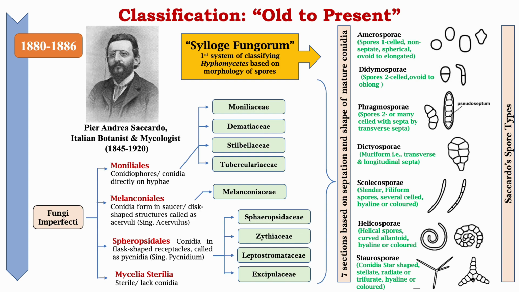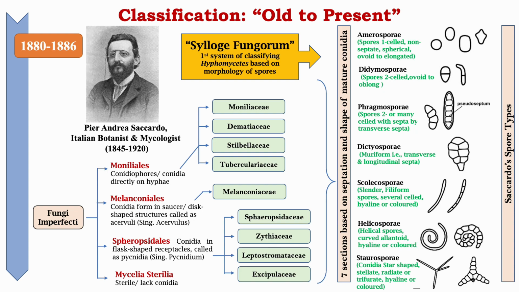Here the organisms produce conidia in flask-shaped receptacles. Those are called pycnidia, and in singular form pycnidium. And it was further grouped into 4 families: Sphaeropsidaceae, Zythiaceae, Leptostromataceae and Excipulaceae. And the last order, that is Mycelia Sterilia.